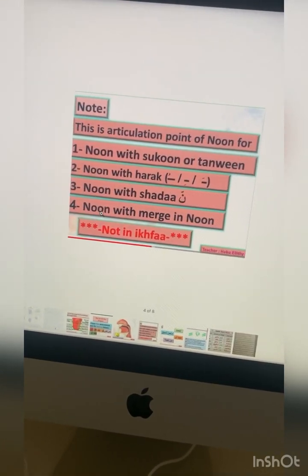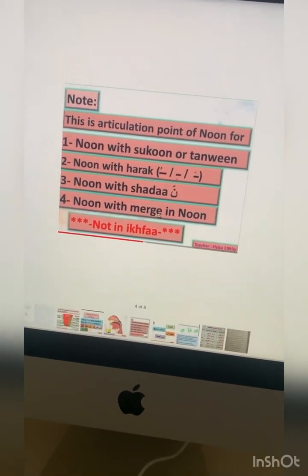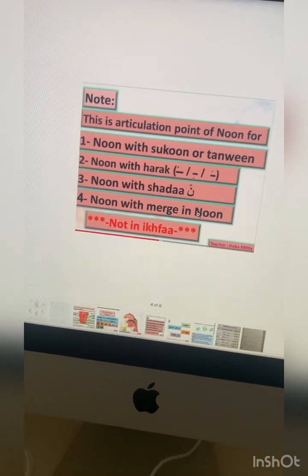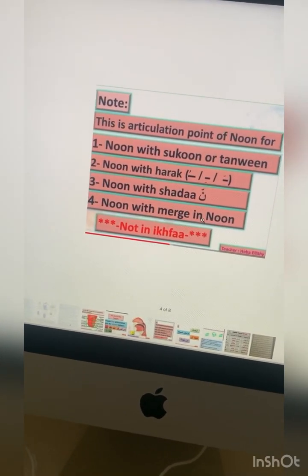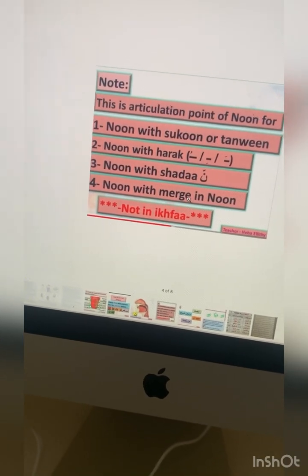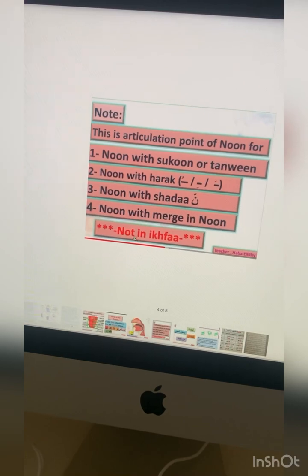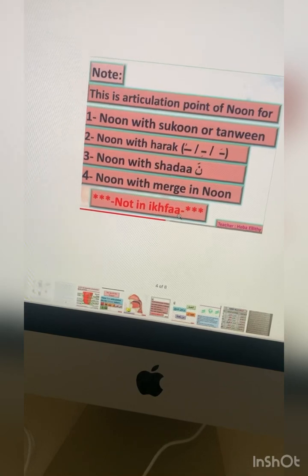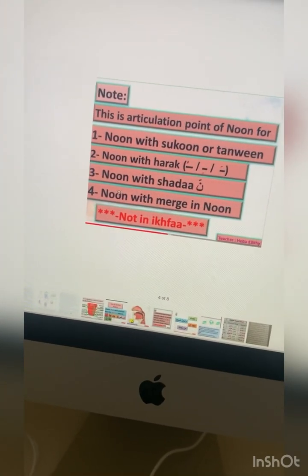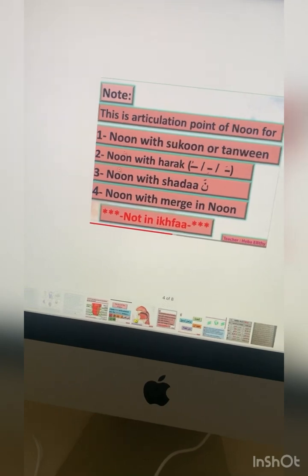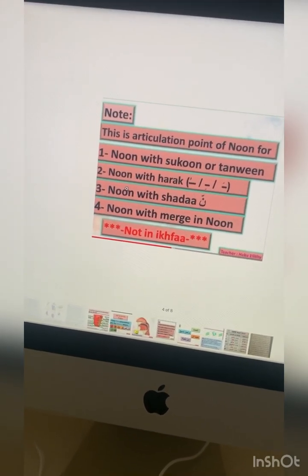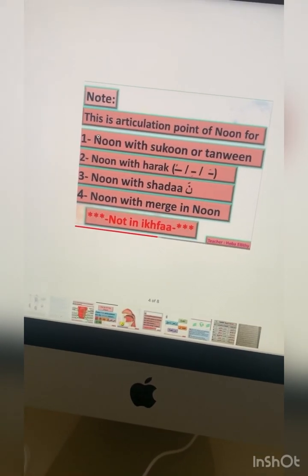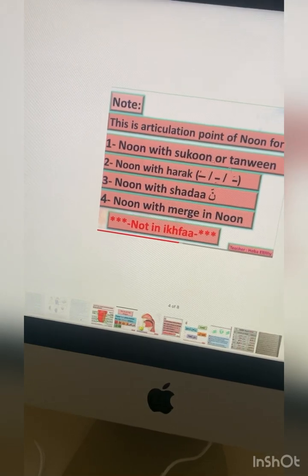The fourth is when a Noon is merged into the following Noon, which means idgham. When we have idgham of Noon sakin into the following letter, which is also Noon, in this case we have to do the same process. But this process cannot be used for ikhfa, because ikhfa is something different. We're going to talk about ikhfa, inshallah, in another lesson. Just remember, we have 4 situations where we use the same process of the tip of the tongue reaching the gum just above your 2 front teeth.